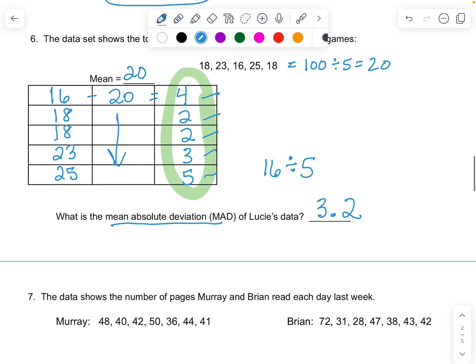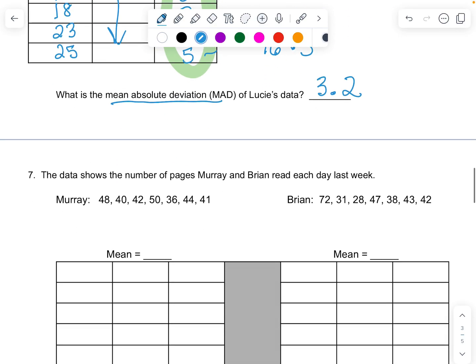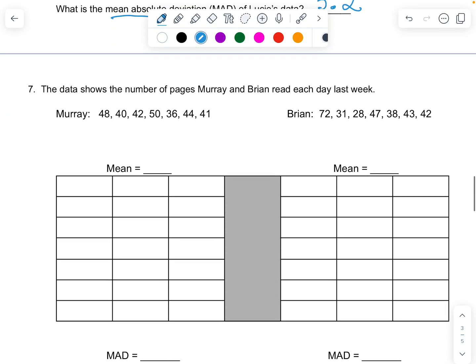On to number 7. Now we have 2 different people, Murray and Brian, who are reading and the number of pages, and we have to find their mean absolute deviation. So for these, I'm going to first find the mean, add them all together. And for Murray, I got 301 for the sum, divided by 7 pieces of data, gives us a mean of 43.